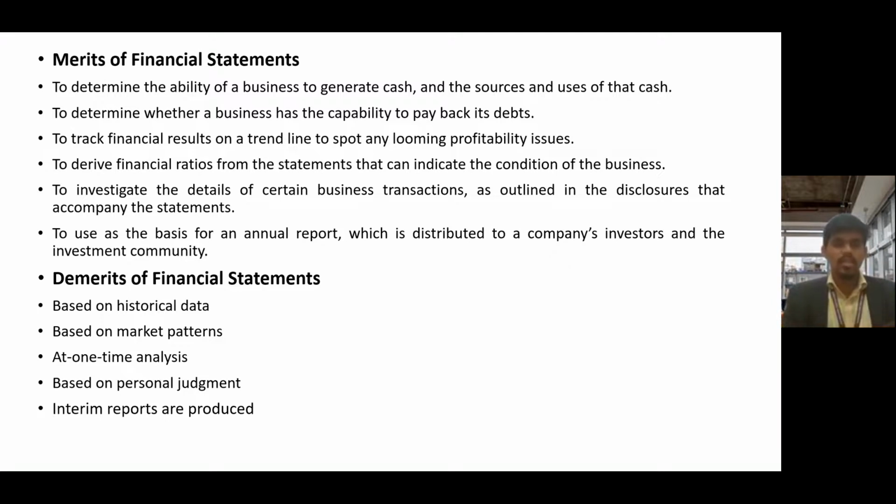So let us understand what the merits of financial statements are. First, it helps us determine the ability of a business to generate cash, the resources, and the use of that cash. That is, it helps us predict how much capacity the business has to generate liquid cash, what sources we can use, how we can get the cash, and how we can use that cash in a proper order.